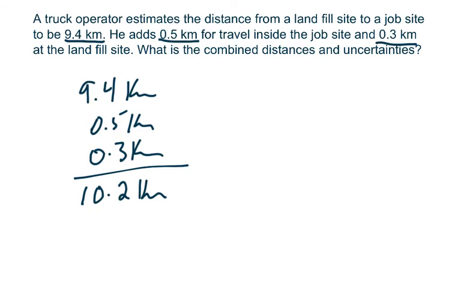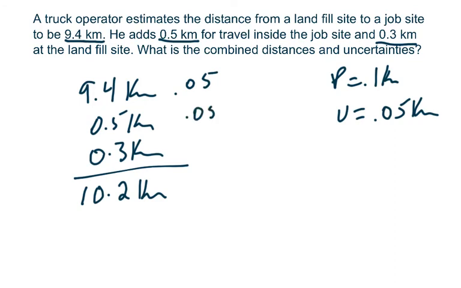Now the uncertainties. If we look at our first measurement, we can see that the precision of the first one is 0.1 kilometer. And in fact, that's the precision of all 3, right? Because they all have 1 decimal. So that means the uncertainty is 0.05 kilometers for each measurement. Every time you make a measurement, you've got uncertainty. Kilometers, kilometers, and kilometers. So it's plus or minus. We have to add all those up, and I get 0.15 kilometers.